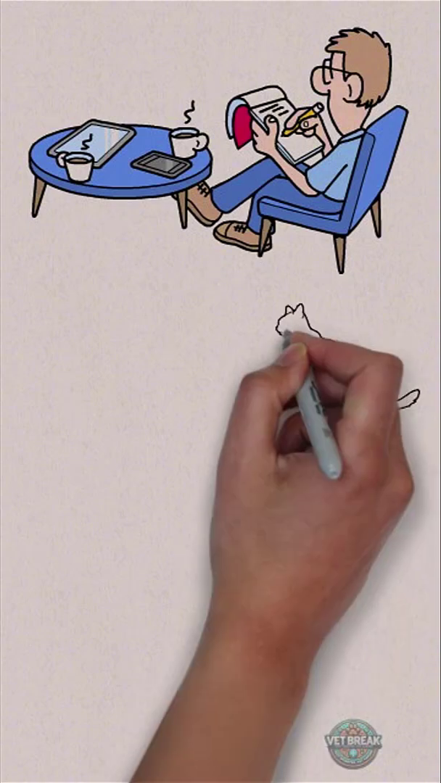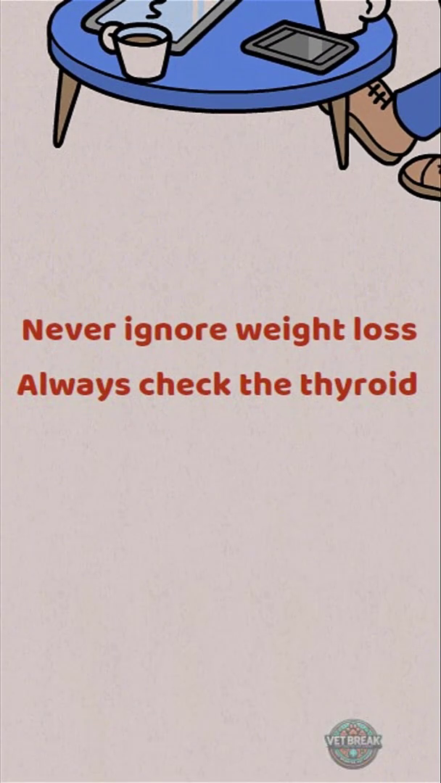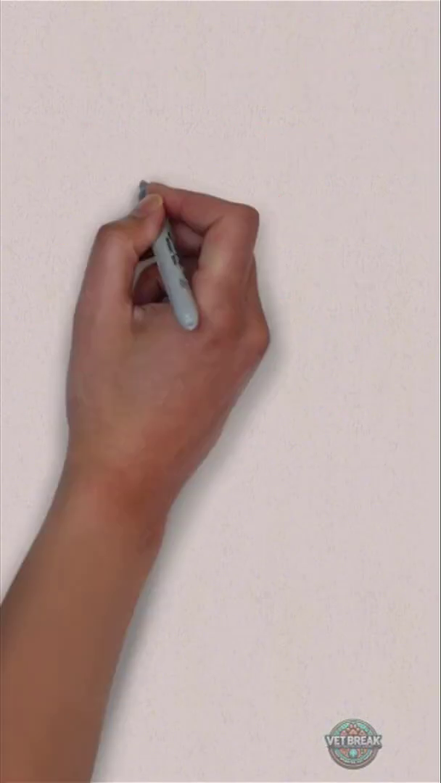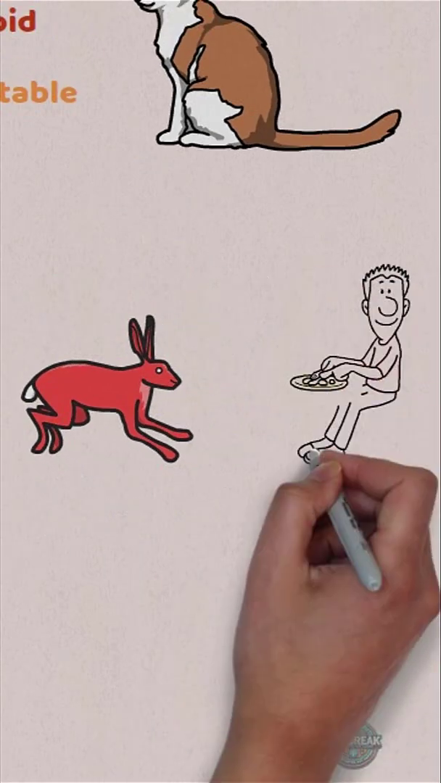Takeaway notes in senior cats: never ignore weight loss. Always check the thyroid. Hyperthyroidism is treatable and curable. But not all weight loss comes with a roaring appetite. Not all rapid heartbeats come with a healthy hunger.